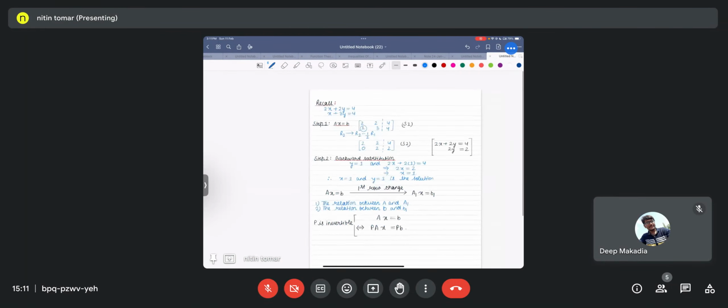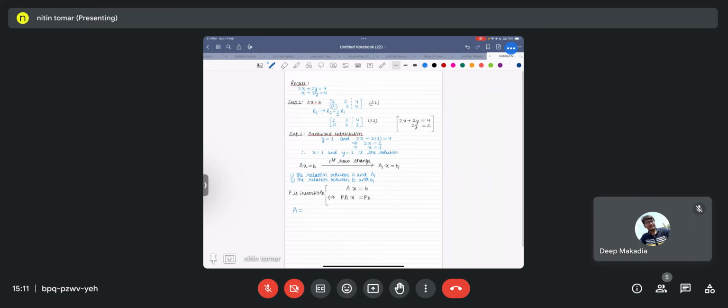What is your A here? A here is 2, 1, 2, 3, and your A1 is... Sir, is it using Gauss elimination method? No. In the last class, I asked why does the solution remain same after applying so many row operations? Do you remember? So this was his doubt. I am clearing that.